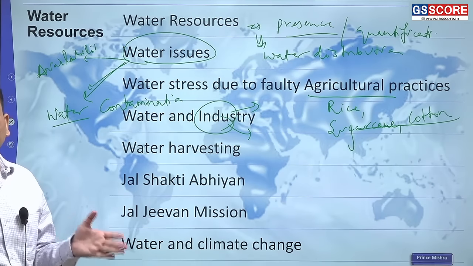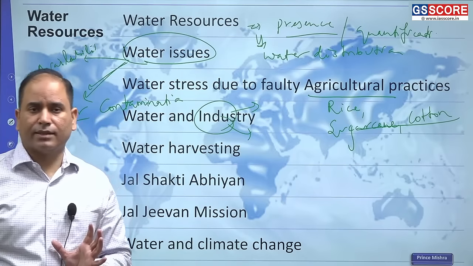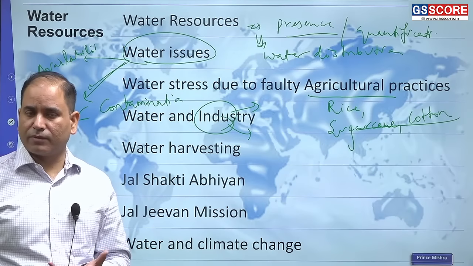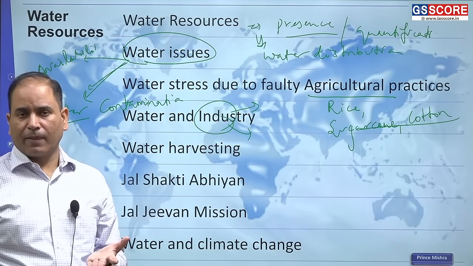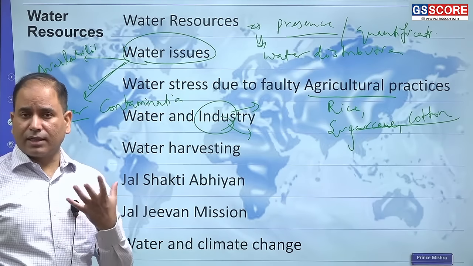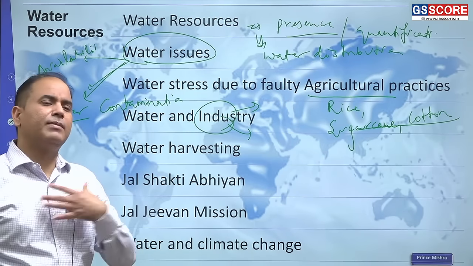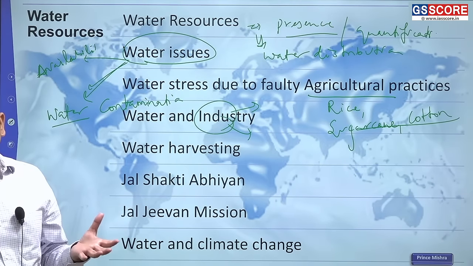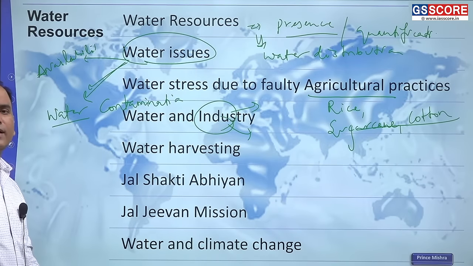The second issue is contamination. Most of the industrial waste is directly being discharged before processing. The waste is not being processed. You will find that for rivers like the Yamuna and Ganga, the Clean Ganga Mission and the Clean Yamuna Mission have been run for almost the last 30-40 years, but we haven't achieved any major result. That is primarily associated with water and industry.